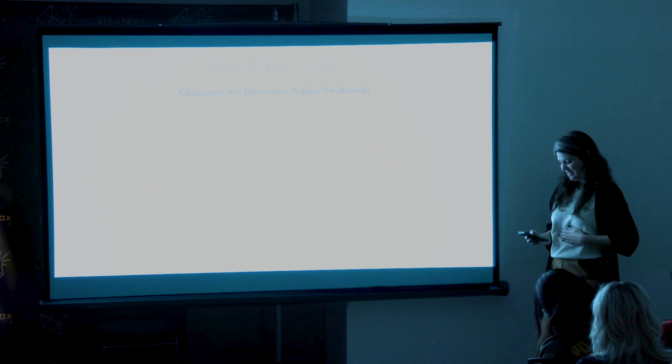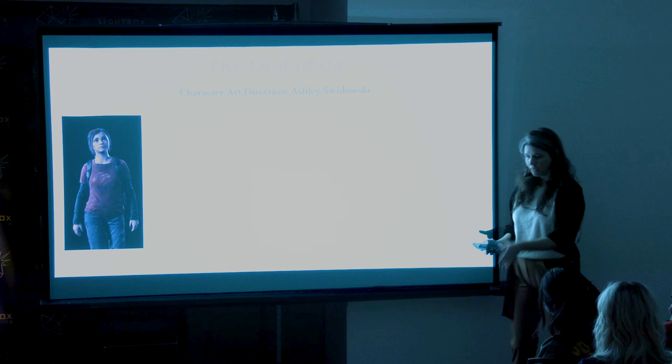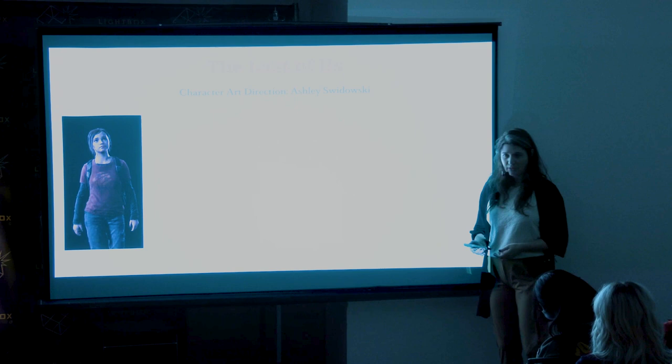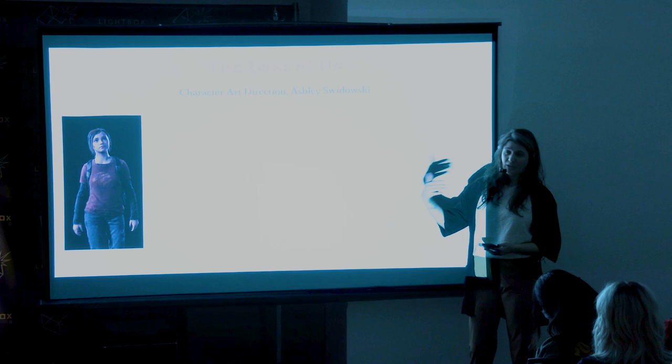So Ellie's arc throughout the entirety of the series, from The Last of Us 1 through Left Behind into Last of Us 2, follows a very filmic arc. It's the exact same as the one that we talked about. It's very impacted by her character growth. It's impacted by the change of time. And it's also impacted by the environmental stuff that's happening around her.